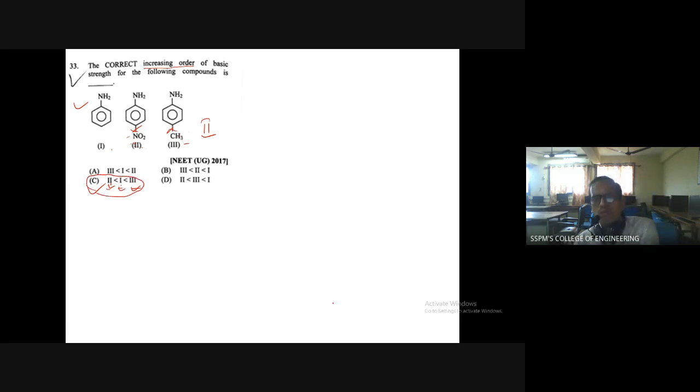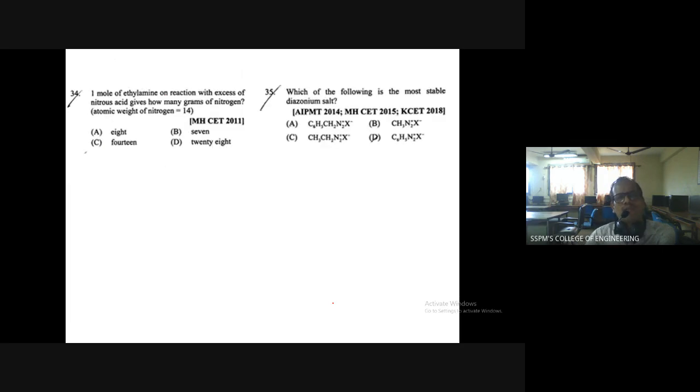So this question also was asked in CET examination only. Now one calculation type of question based on reaction itself, asked in MHT CET 2011. 1 mole of ethyl amine on reaction with excess nitrous acid, again nitrous acid has come, gives how many grams of nitrogen? Atomic weight of nitrogen is 40. So you should be able to recognize reaction, you should be able to write reaction on paper. So what they are asking is reaction of ethyl amine with nitrous acid. So you should be able to write that reaction.